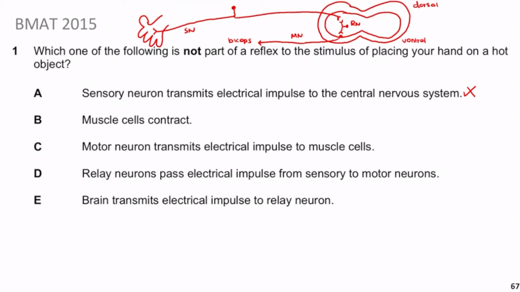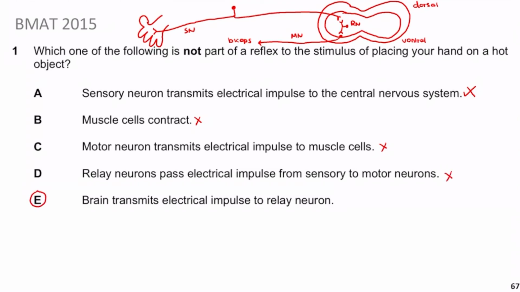And then it says muscle cells contract. Yeah, that's true, but they are part of the reflex, so this one can't be it. Motor neurons transmit electrical impulses to muscle cells. Yes, that's true, so it can't be that one. Relay neurons pass electrical impulses from sensory to motor neurons. Yes, that's clearly what we've just shown there, isn't it? So it can't be this one. Process of elimination, therefore, is going to be E.